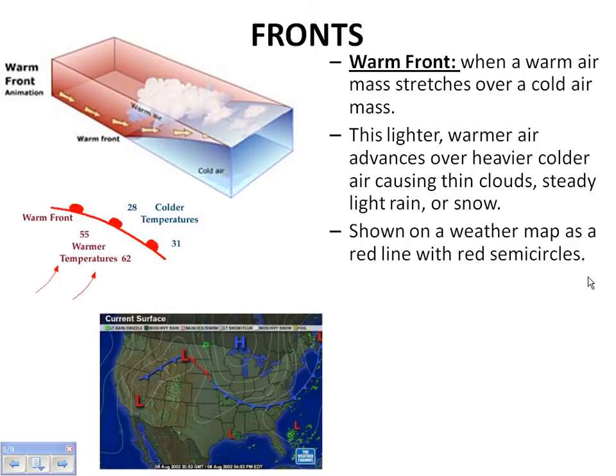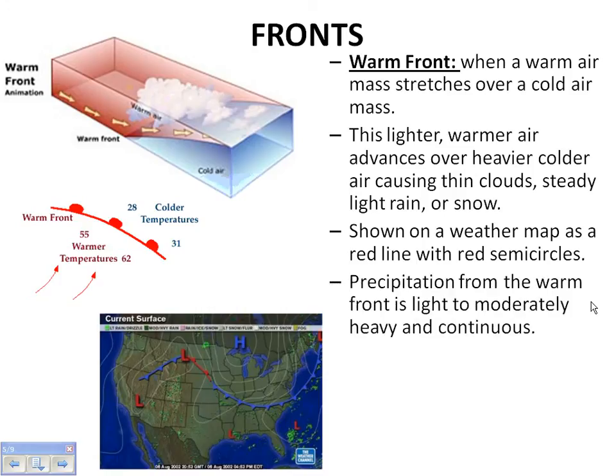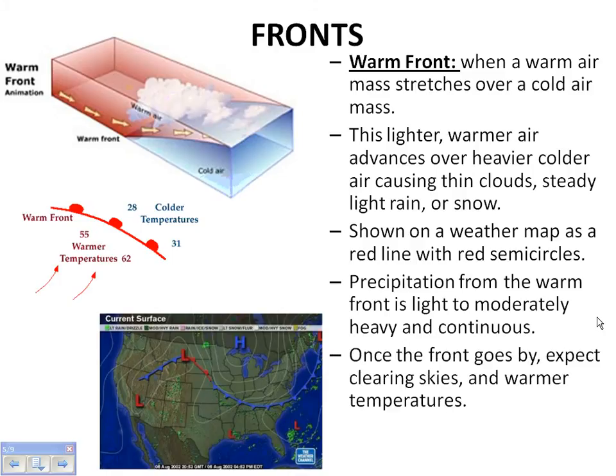As said earlier, red lines with red semicircles designate a warm front, where the warm air is pushing the cold air. Precipitation from the warm front is light to moderately heavy and continuous. So these are going to be a continual light shower. Once the front goes by, you can expect clear skies and warmer temperatures.